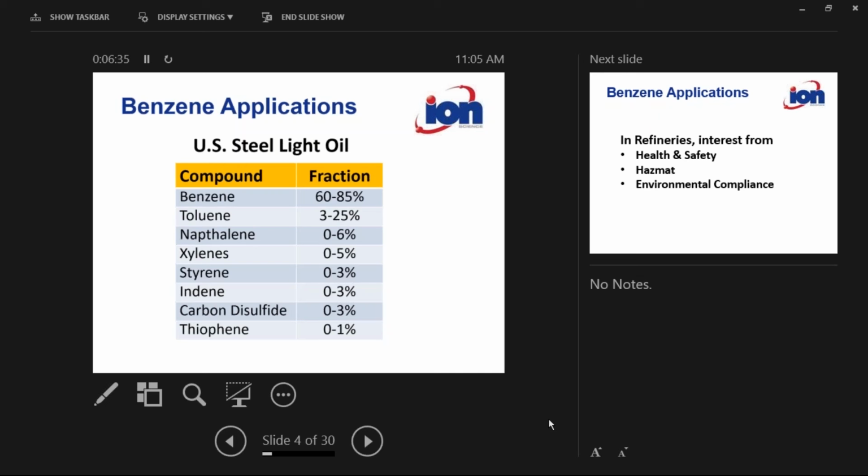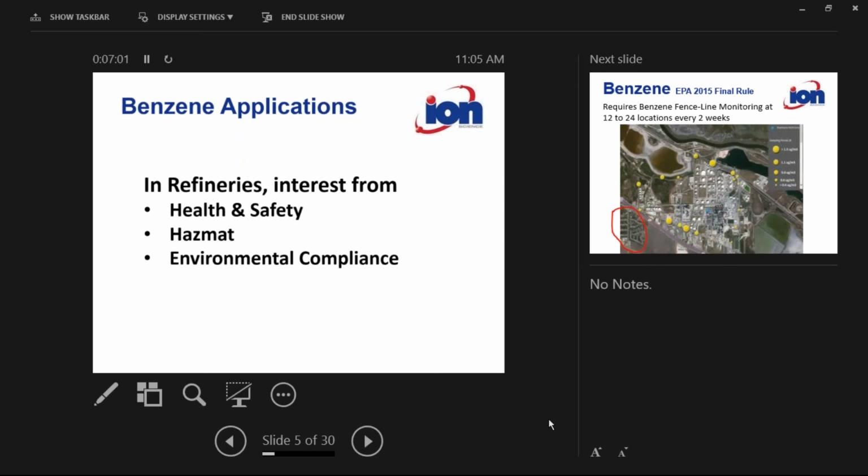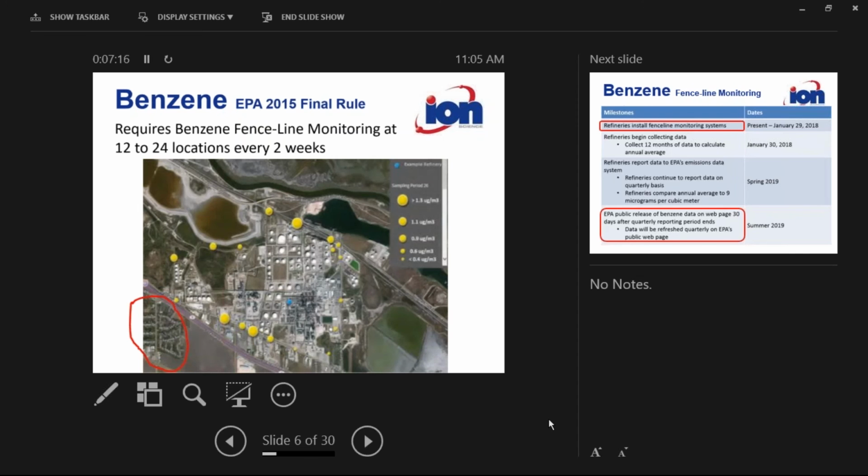Then there are other solvents like toluene and naphthalene and xylene around in these coking operations, and these could interfere with the measurement of benzene because they have similar chemical properties, and would be detected on a lot of instrumentation like the FIDs and PIDs that are broadband detectors. So in a refinery, the interest comes across the board from health and safety personnel, from hazmat people, and from environmental compliance.